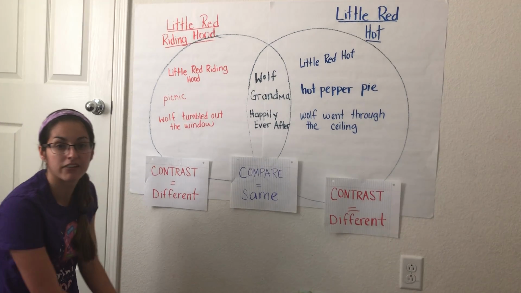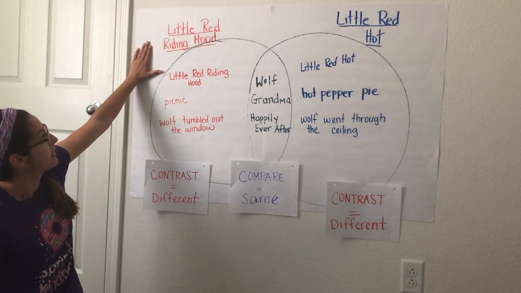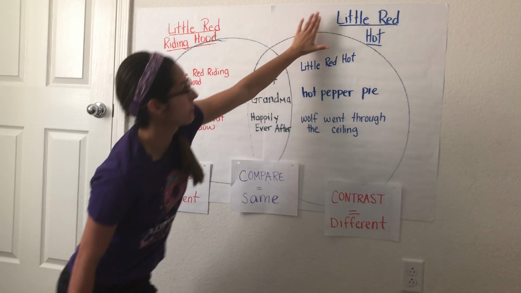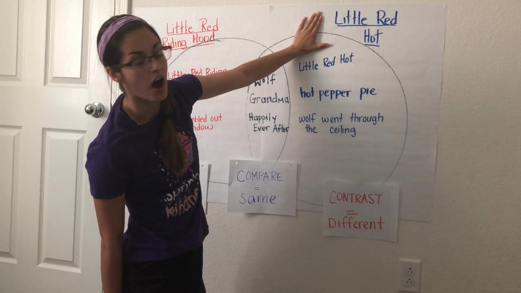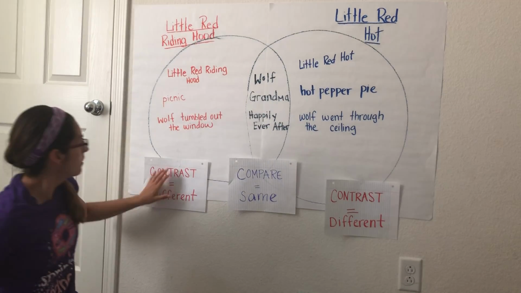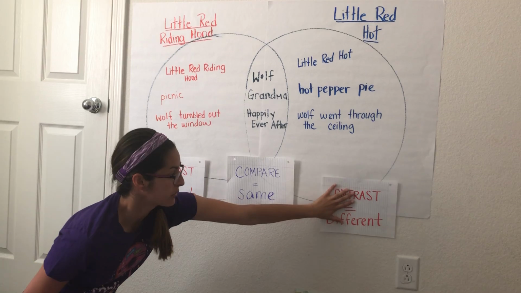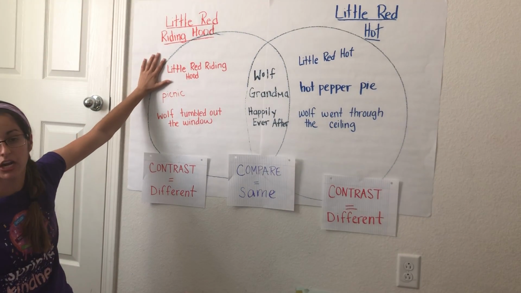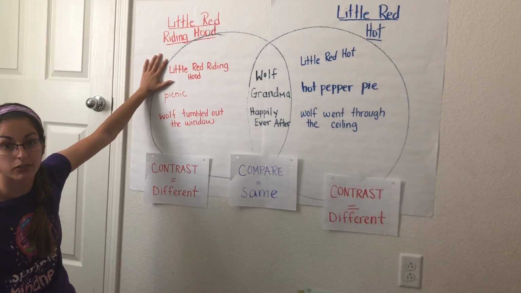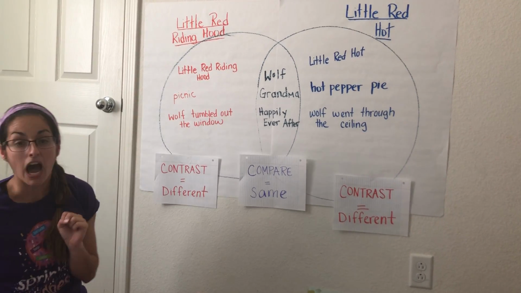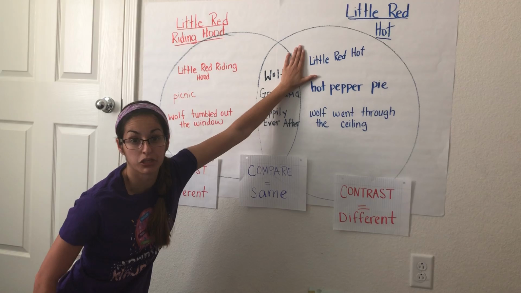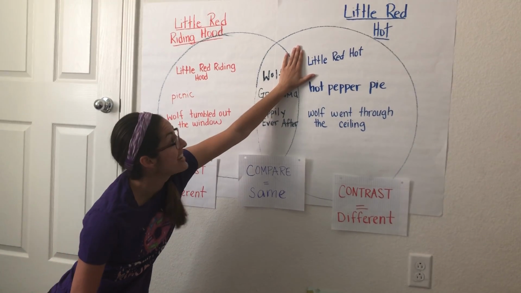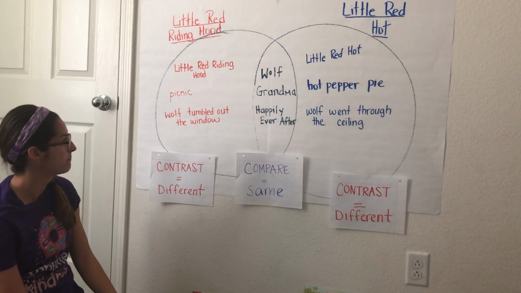So I want you to take a look at our Venn diagram. Over here we're talking about Little Red Riding Hood, and over here we're talking about our story Little Red Hot. When we look to see what was different between the two stories, we can see that in Little Red Riding Hood, the main character, the little girl, was called Little Red Riding Hood. In the other story, she was called Little Red Hot. So that's one difference between the two stories.